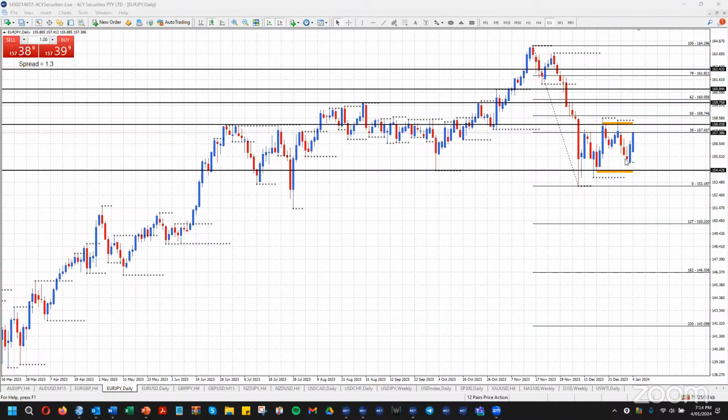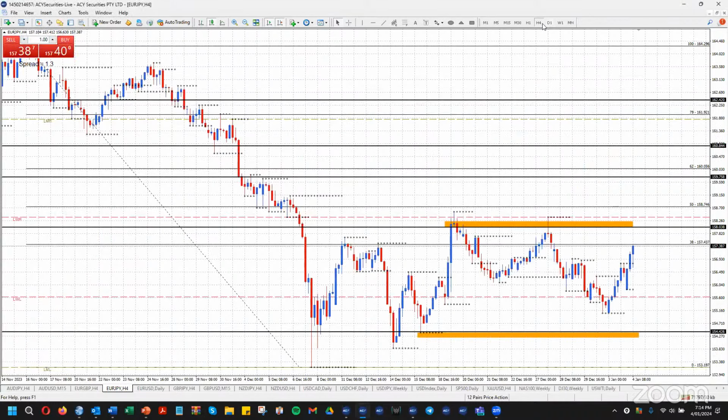from high to low? So I've just moved that down to a 4-hour chart. It would be this range here.